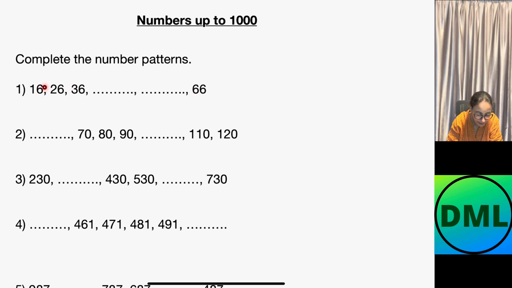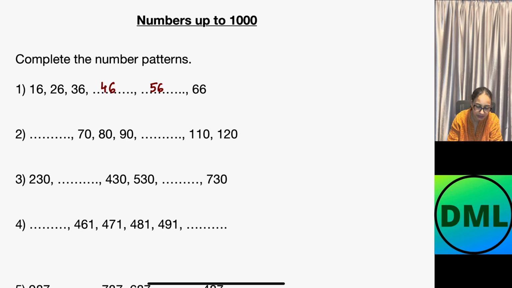This ones place number is the same, 6. So after 1 it is 2 and then 3. After 3 what is the number? 4. So our number will be 46 here. Next number after 4 is 5, right? So it will be 56. These are the two missing numbers you will have.